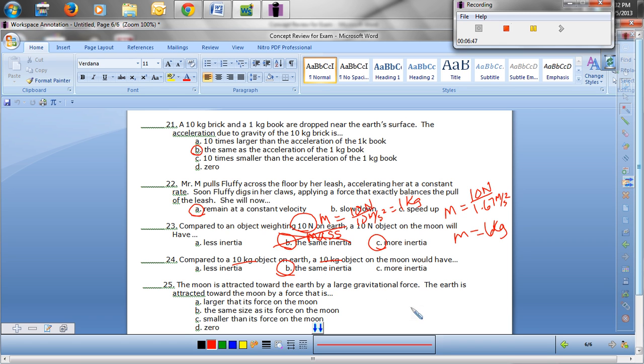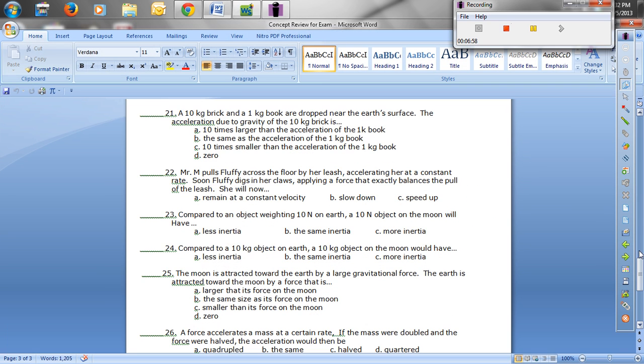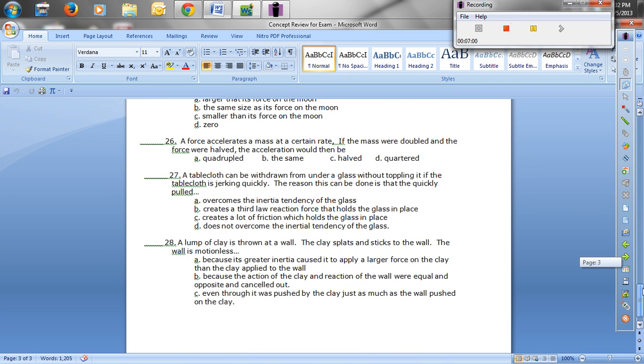The moon is attracted toward the Earth by a large gravitational force. The Earth is attracted toward the moon by a force that is exactly the same. For every action, there's an equal and opposite reaction. One more, because we're through 27 and 28.